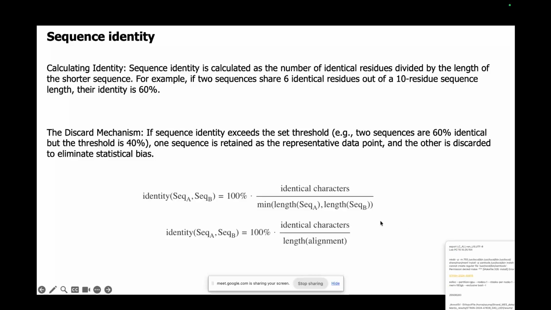So when you talk about sequence identity, you have the set of identical characters and the minimum length of the two sequences, or you can also talk in terms of alignment: the length of the aligned sequence, how much of the sequence has been aligned. That can be used instead of the length of the minimum sequence as well. So both of them are used.